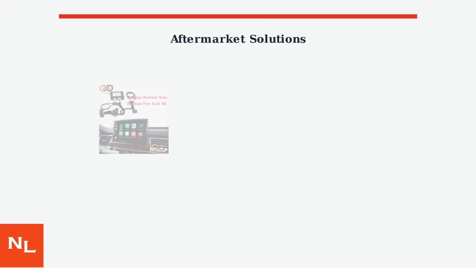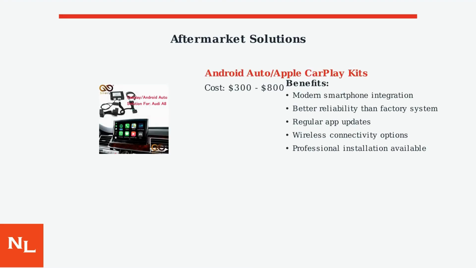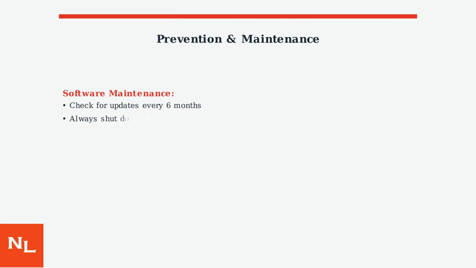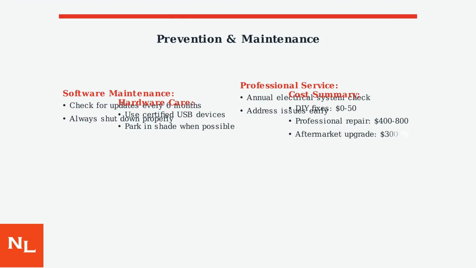Many owners are choosing aftermarket Android Auto and Apple CarPlay retrofit kits as a modern alternative. These systems offer better reliability and current smartphone integration features. To prevent future infotainment issues, follow these maintenance practices. Keep software updated, always properly shut down the system, use quality USB accessories, and protect the system from extreme temperatures.